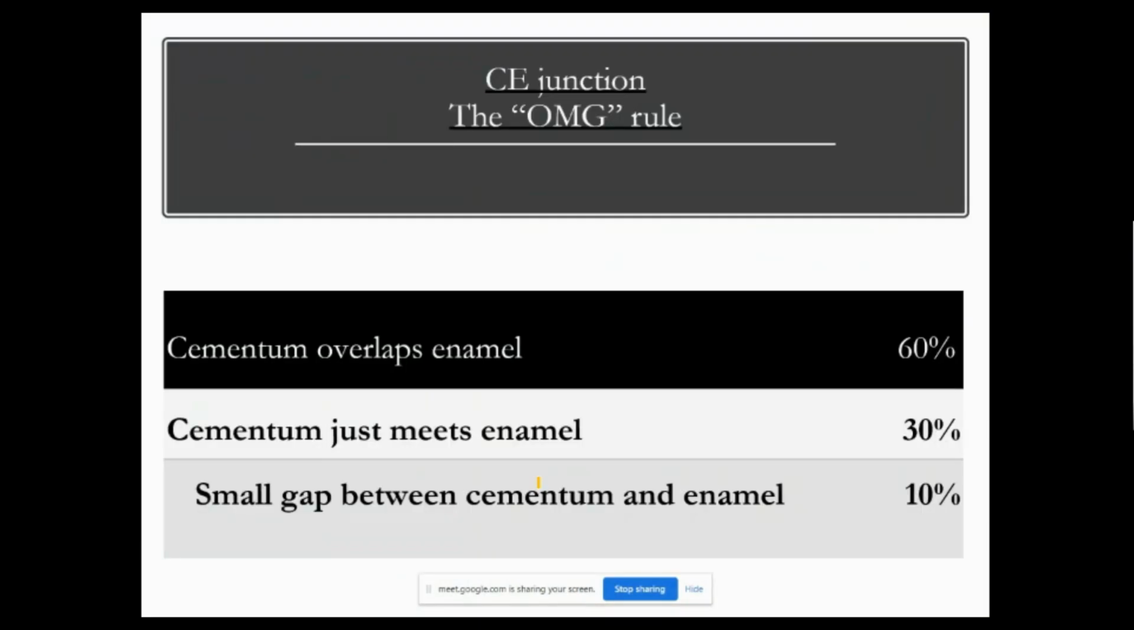Now we'll see what is the junction between the cementum and the enamel. To make it easy for you to remember: OMG, like oh my God. That's the rule for you to remember. O is for overlapping, M is for meet, and G is for gap. Overlap, meet, gap. So that's OMG. So the overlapping junction is where the cementum overlaps the enamel.